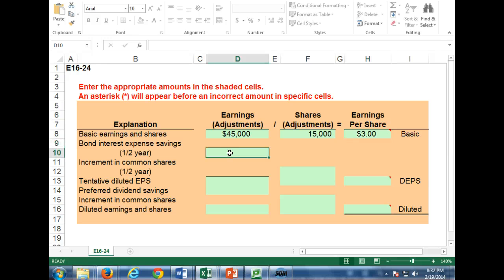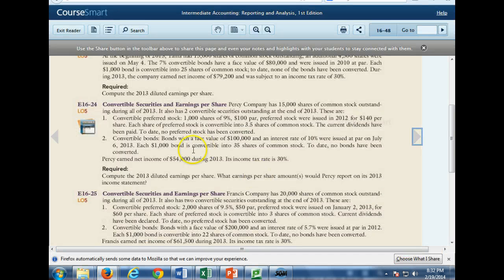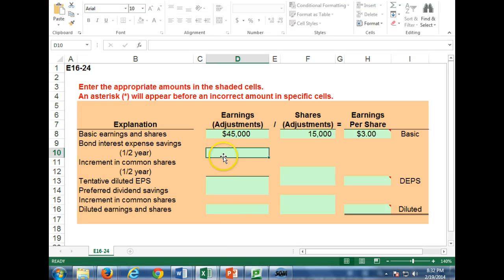Now we've got to get a little more involved here. Our bond interest expense savings is how much? What is our bond interest at? Convertible bonds. Bonds with a face value of $100,000 and an interest rate of 10% were issued at par on July 6th. So how much is that? 100,000 at 10% for 6 months is what? 3,500.